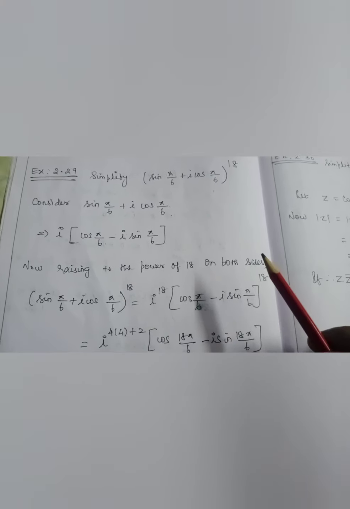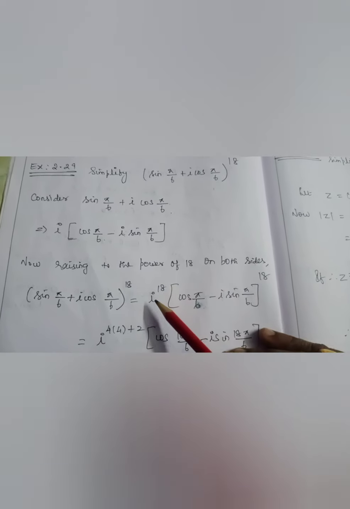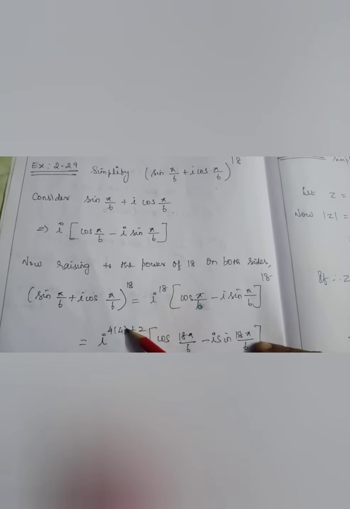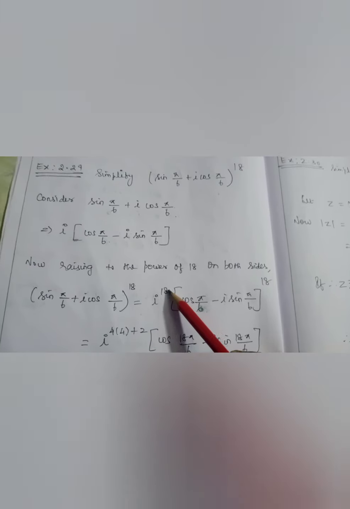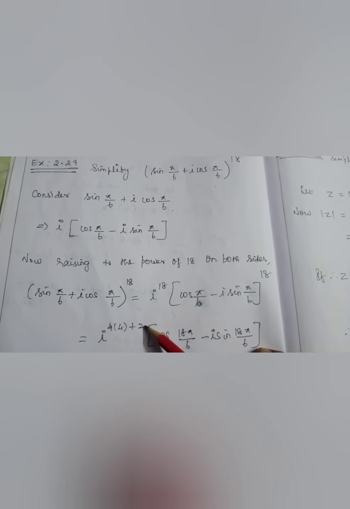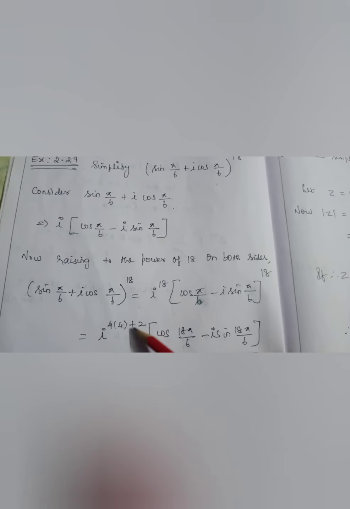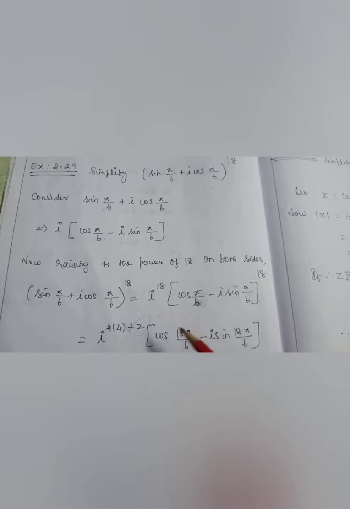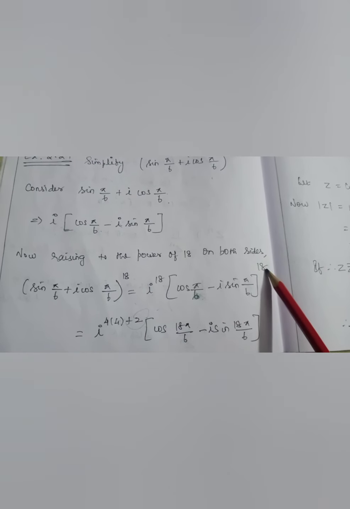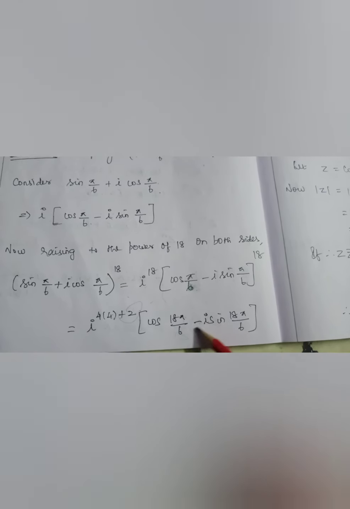Now, I hope you all remember in the very first exercise, when we are having i power values, we have to write them as a multiple of 4 plus the remainder. So 4 into 4 is 16, 16 plus 2 is 18. So I am writing it as i power 4 into 4 plus 2, so that I can write this as i power the remainder, that is i square, and here I can bring the 18 next to the argument using De Moivre's theorem. So this becomes cos 18 pi by 6 minus i sin 18 pi by 6.